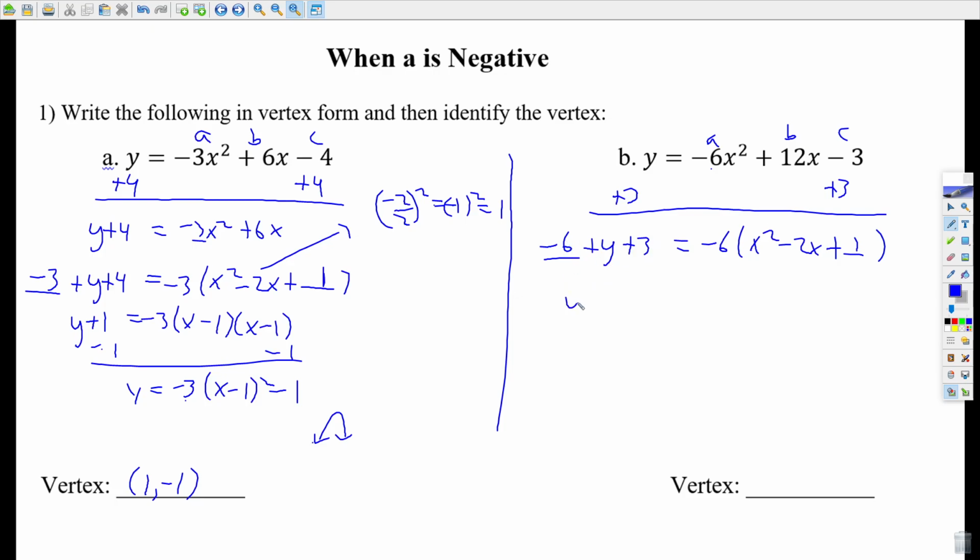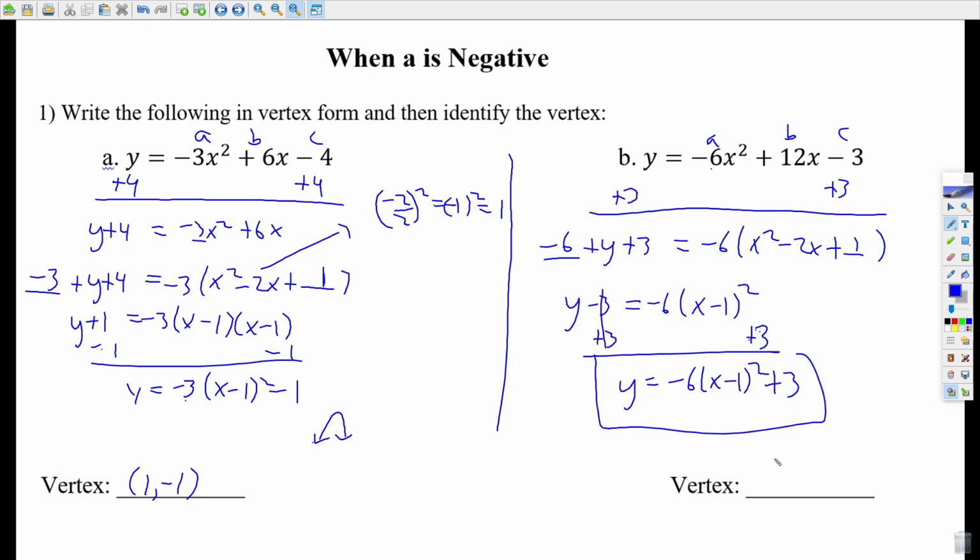Then we can put these together. Y minus 3 equals negative 6. This is going to factor the exact same way as this one here. So we get x minus 1 and another x minus 1. I'm just going to make it squared. And then we add 3. All right, so we have y equals negative 6 times x minus 1 squared plus 3. And that would be your answer.